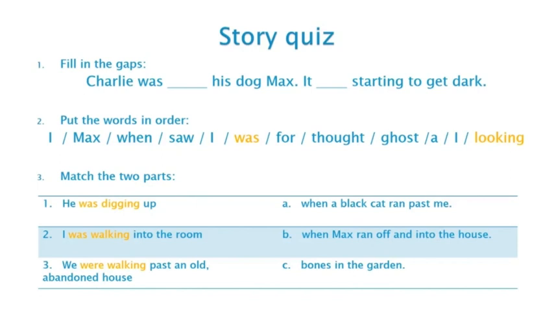Here are some exercises for you to do. Number 1. Fill in the gaps. Charlie was his dog Max. It starting to get dark.